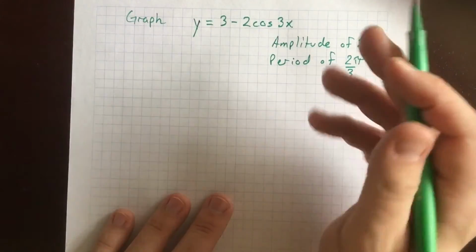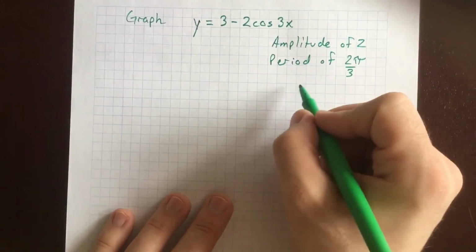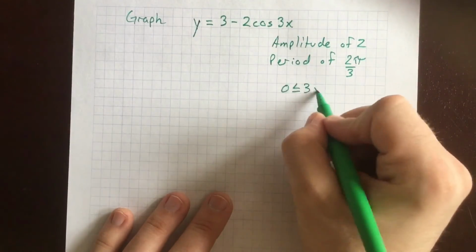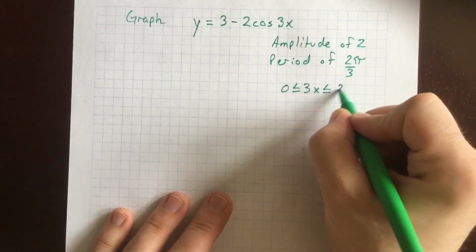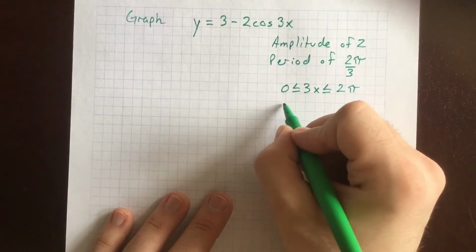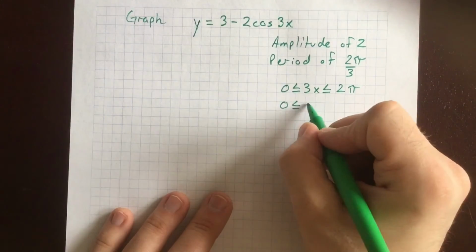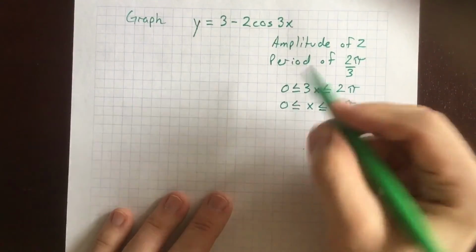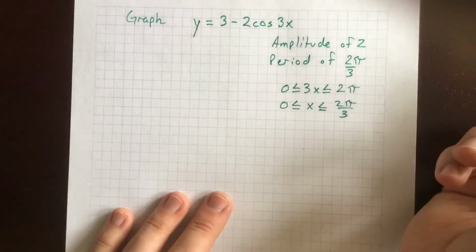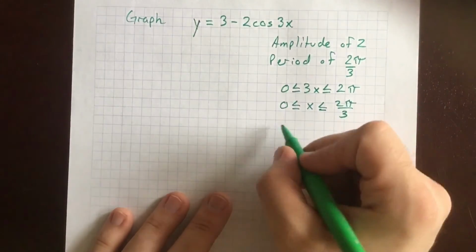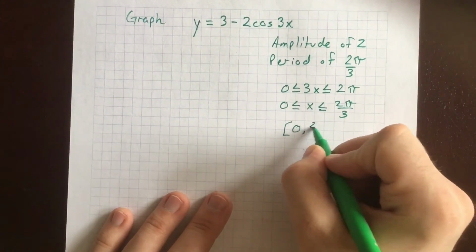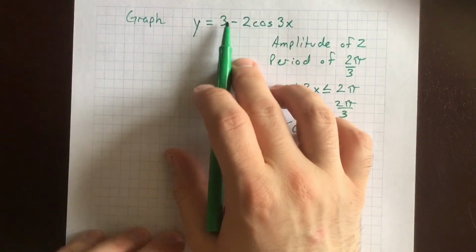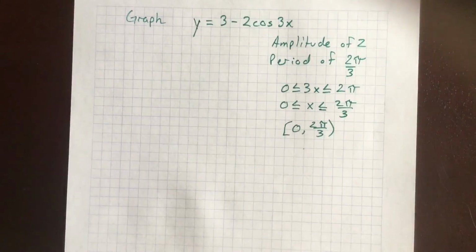So I could technically know it's from 0 to 2 pi over 3. Or if I just do 0, 3x, and then 2 pi divided by 3, right here I can see, oh, 0 to 0, there's no phase shift. Okay, so here's our interval, 0 to 2 pi over 3. So now we have some sort of vertical translation in this problem.